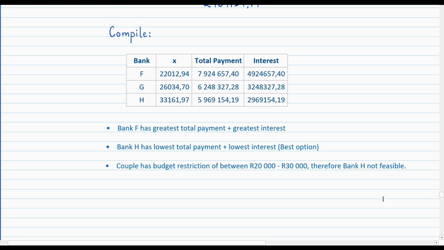That leaves banks F and G as the only viable options. Of the two banks, Bank G has the lowest total payment as well as the lowest interest. Therefore, Bank G is the best option for the couple.